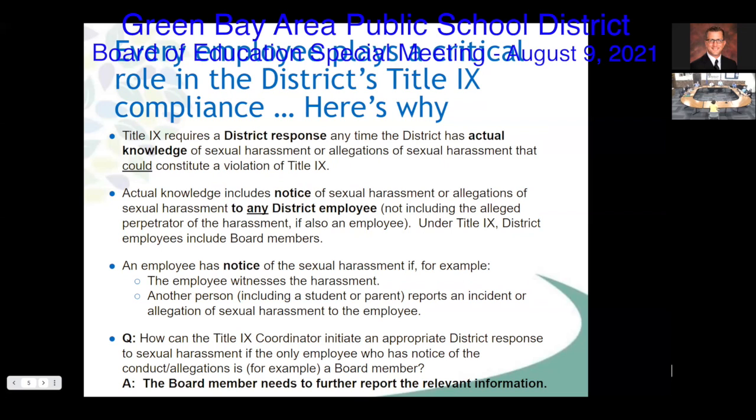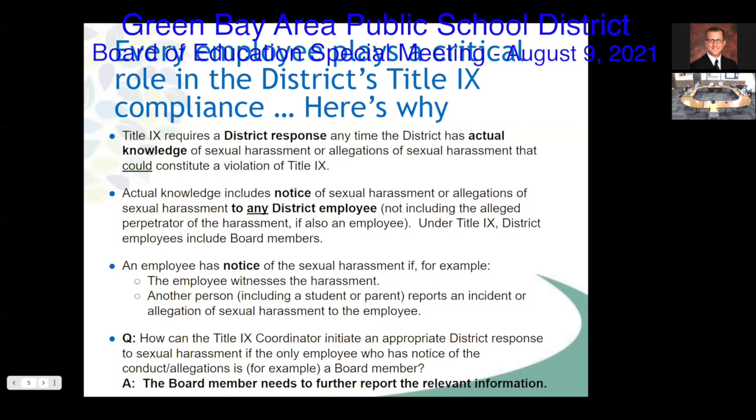So it's not just notification to me, it's not just notification to an administrator, it's any single employee of the district. As a side note, I will mention that if the knowledge is only held by the alleged perpetrator, that's not knowledge on behalf of the district. It has to be somebody other than the person doing the harassment. However, if there's knowledge on behalf of any other employee at all, that will trigger our liability.